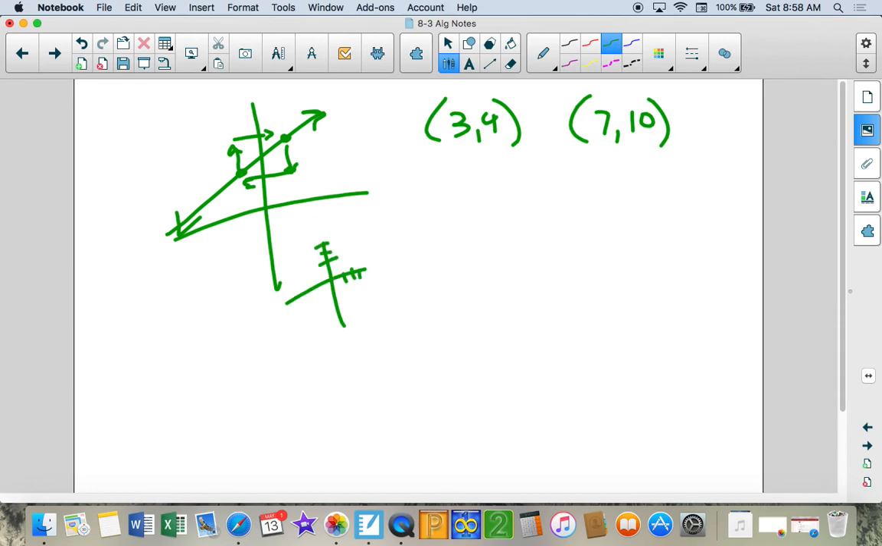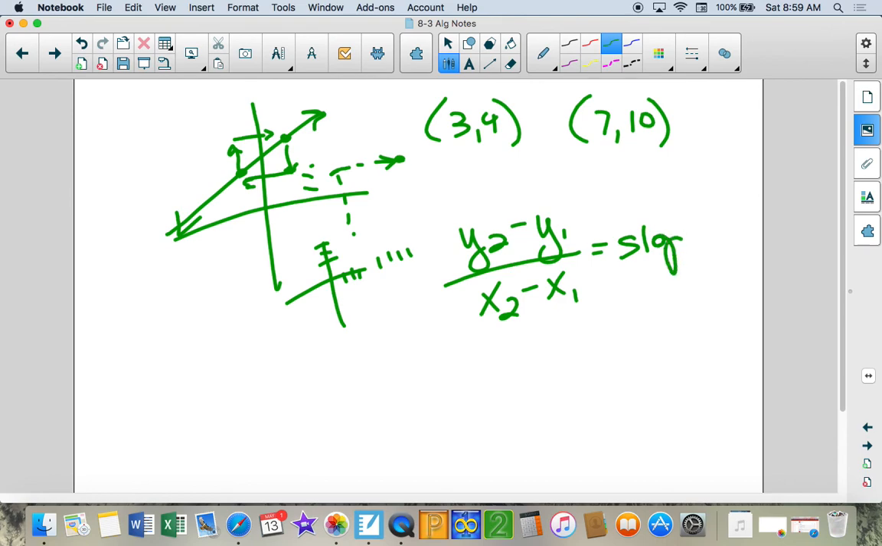You go 3, 4, and 7, 10, and then you can go, okay, how many do I go up? How much do I go right? But that's not very efficient either. We said it was the difference of y's. So there's a formula for slope that says y sub 2 minus y sub 1 over x sub 2 minus x sub 1. And that is the formula to find slope when given 2 points.